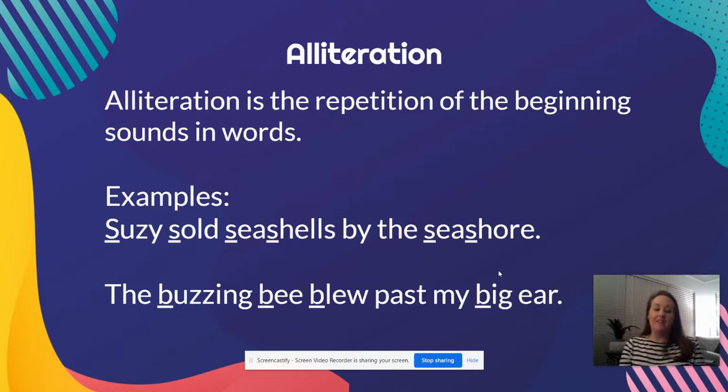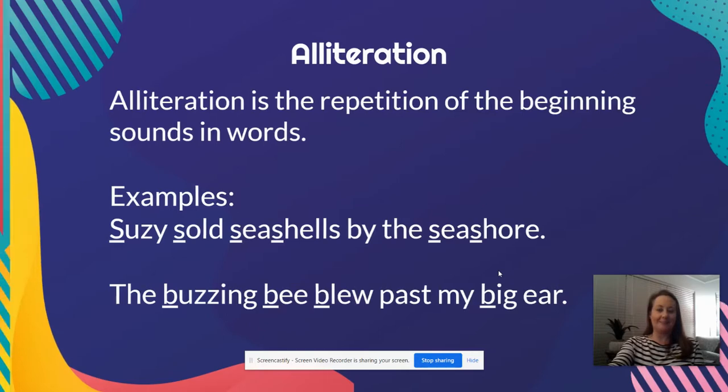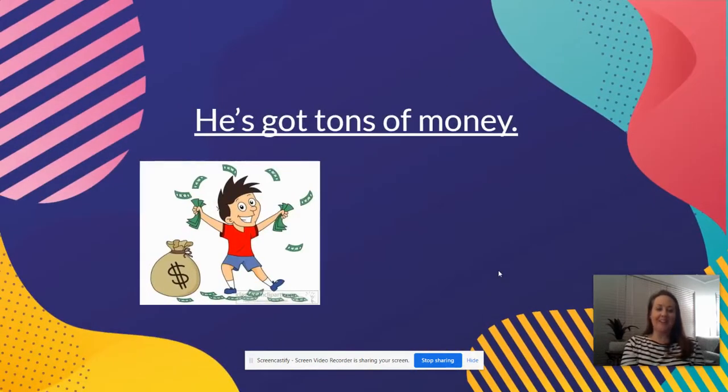The next we have the buzzing bee blew past my big ear, and we have that repetition of the B in buzzing, bee, blew, and big. Okay, so we're going to look at some clues to figure out what type of figurative language it is. First one, he's got tons of money.